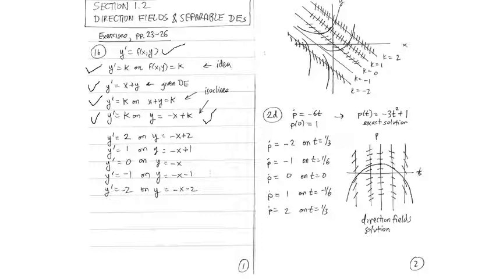And so plugging in a few values of k to get an idea for how this solution behaves, y prime is equal to 2 on that isocline, y prime is equal to 1 on that isocline, y prime is equal to 0 on that isocline, which means our solution trajectory is flat as it crosses the line y equals -x, -1 on that isocline, and -2 on that isocline.